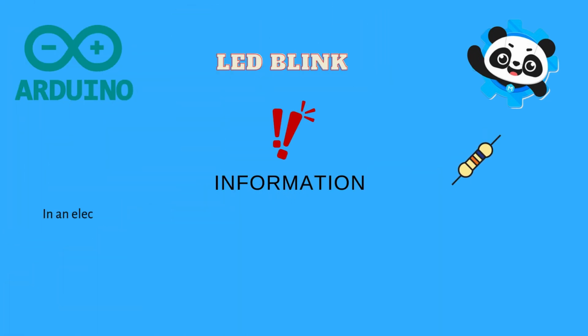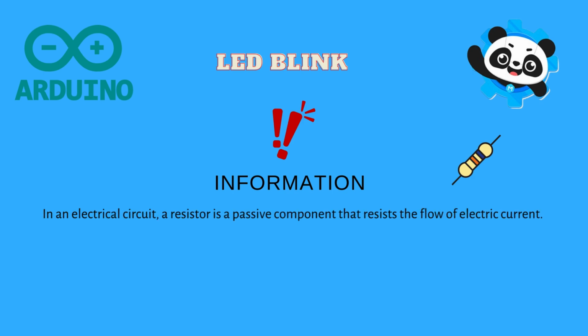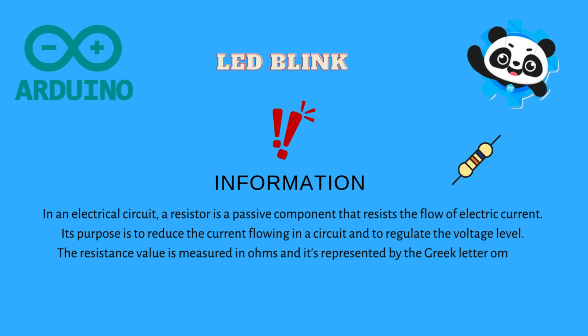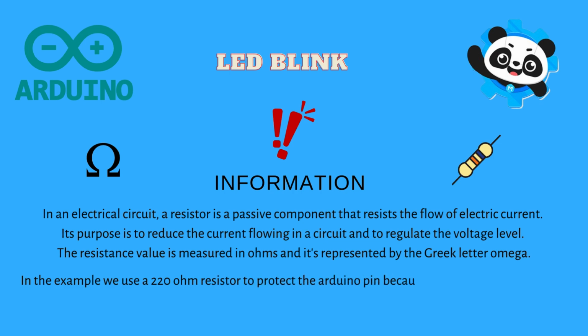One more brief piece of information. In an electrical circuit, a resistor is a passive component that resists the flow of electric current. Its purpose is to reduce the current flowing in a circuit and to regulate the voltage level. The resistance value is measured in ohms and it's represented by the Greek letter omega. In the example, we use a 220 ohm resistor to protect the Arduino pin because, if the LED draws too much current, it can damage the Arduino pin.